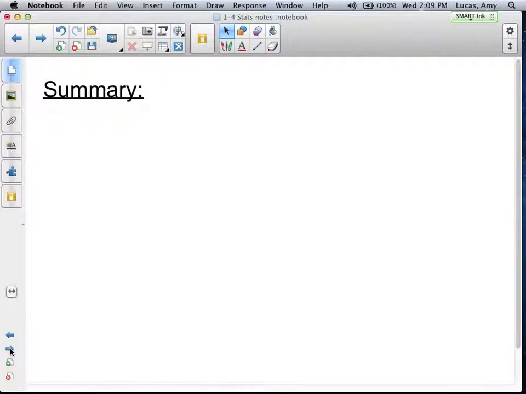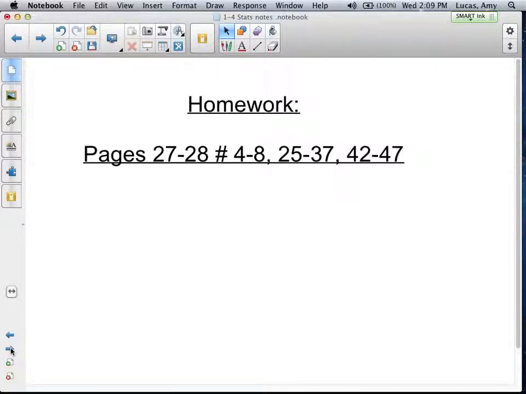You're ready to write your summary, so please go back to your essential question and reread it, and then write a summary, complete sentence, that would answer that question. Remember, restating the question as a sentence starter is always a great idea. And here are your homework problems for lesson 1-4.